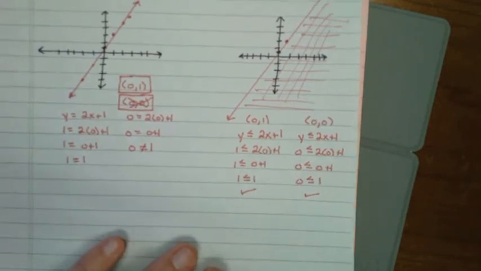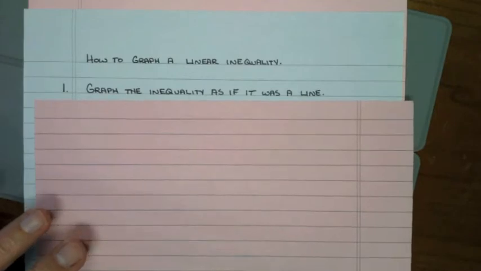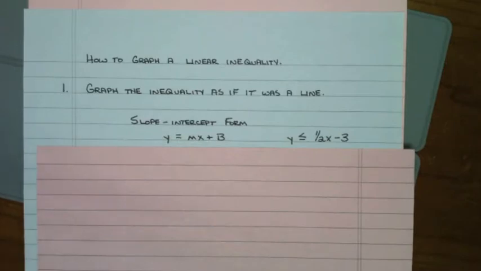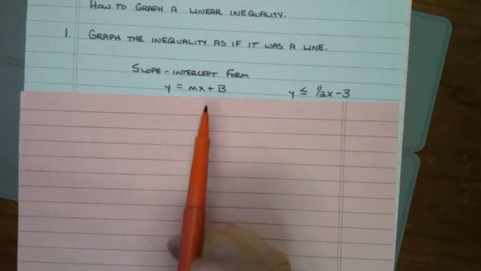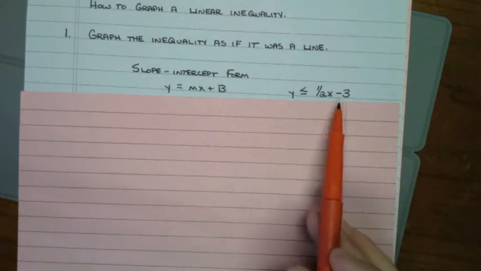So let's go over the rules for this. Here are the rules on how to graph a linear inequality. We've got specific rules on these. First off, graph the inequality as if it was a line. Even though it has an inequality symbol, graph it like you normally would. For example, if it's in slope-intercept form, graph it using the rules for slope-intercept form. For example, this is in slope-intercept form. Here's your formula. This inequality is in slope-intercept form.